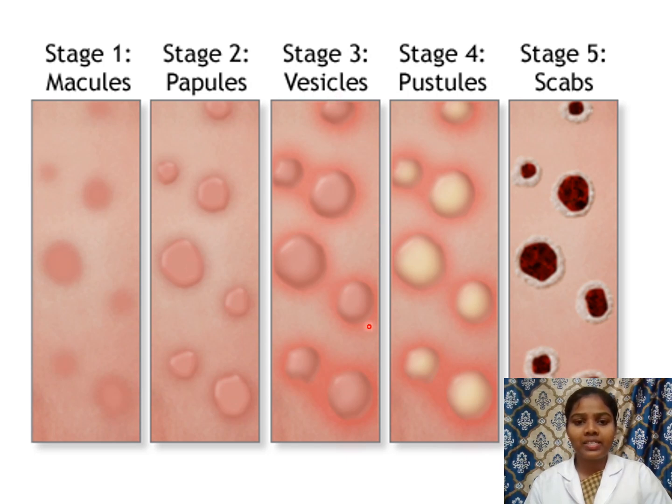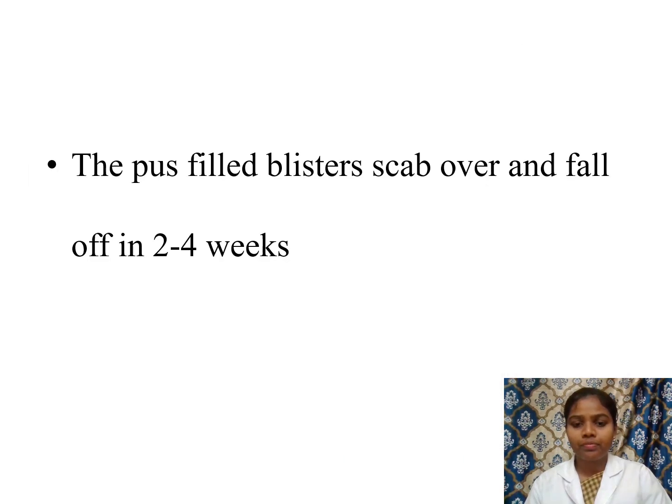The third stage is vesicles. These structures are now filled with fluid and also surrounded by reddish discoloration of the skin. Next stage is pustules. So these fluid-filled vesicles are now filled with pus, and these are deeply seated inside the skin. Stage 5 is the final stage. All these blisters are developing into scabs, and finally they fall off. The pus-filled blisters scab over and fall off in 2 to 4 weeks.